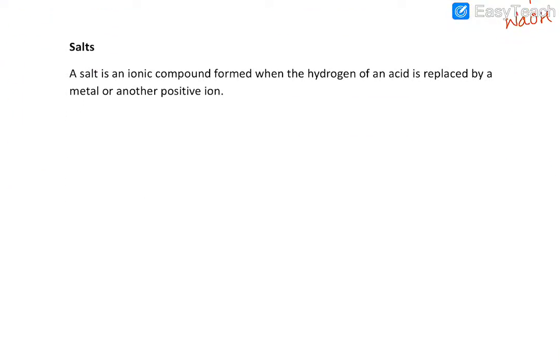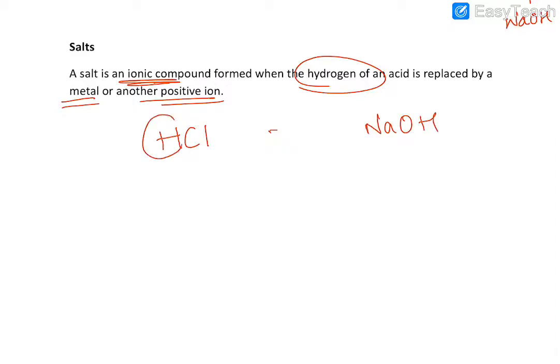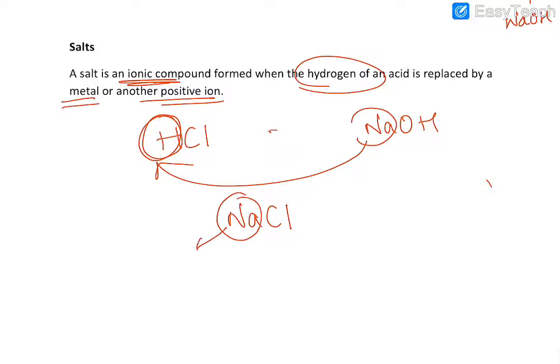Now, a salt is an ionic compound, and it's formed when the hydrogen of an acid is replaced by a metal or another positive ion. For example, if you have the acid HCl and the base NaOH, the H plus of the acid is replaced by the positive ion, so you have NaCl, where Na is from the base and Cl is from the acid.